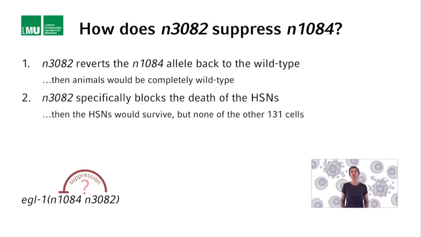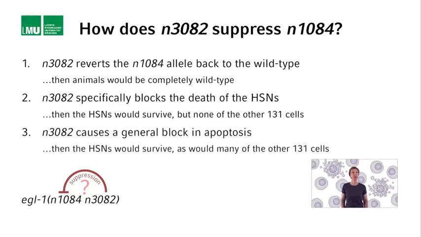Second, N3082 might specifically block the death of the HSNs. In that case, the death of the HSNs, but not other cells, should be blocked in both hermaphrodites and males. And third, N3082 might cause a general block in apoptosis. In that case, the death of the HSNs as well as the death of many of the 131 cells that normally die should be blocked.